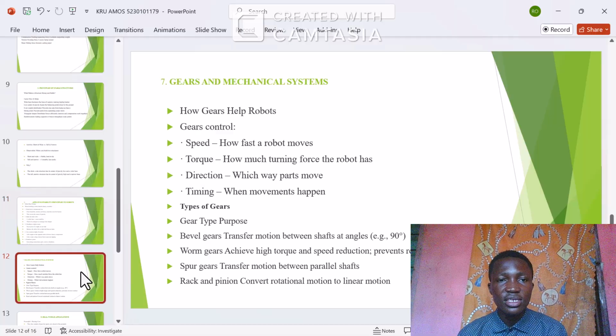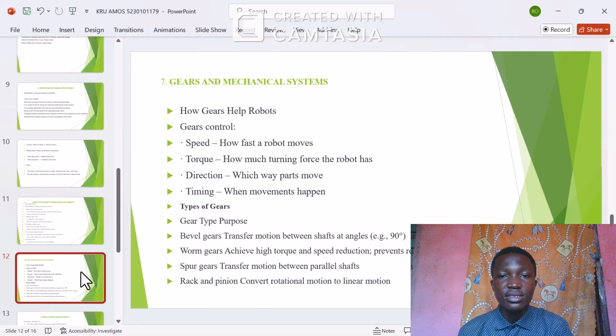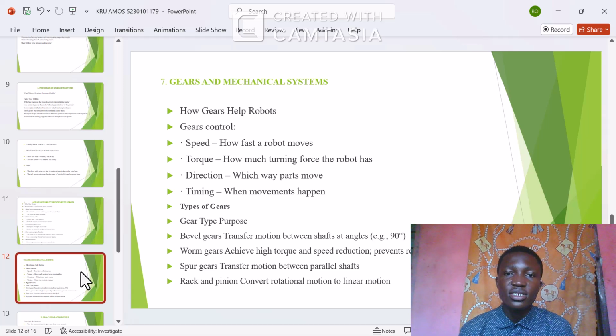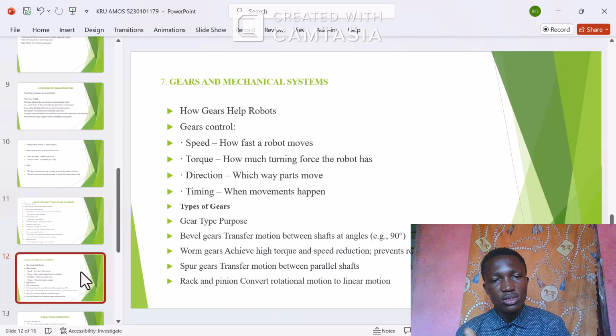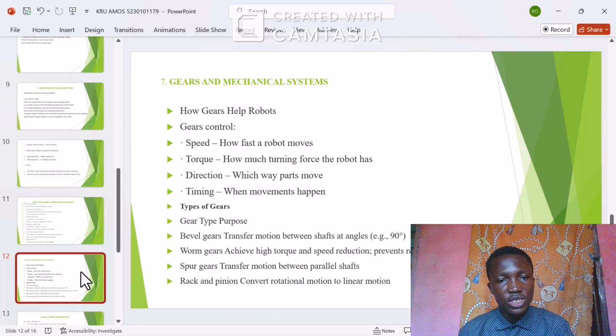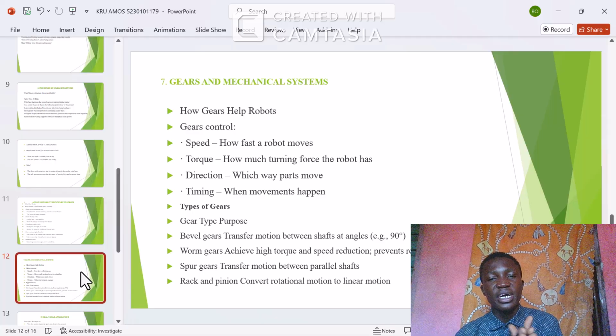We have gears in mechanical systems. How gears help a robot: gears control speed, how fast a robot moves. Torque, how much turning force the robot has. Direction, which way parts move. Timing, when movement happens.